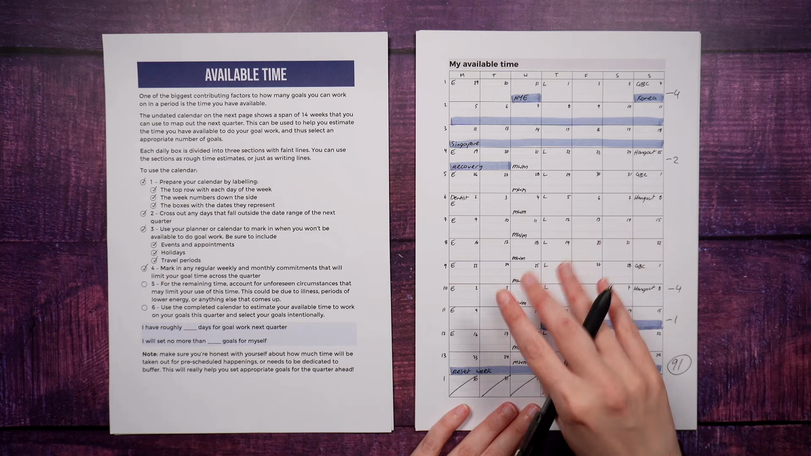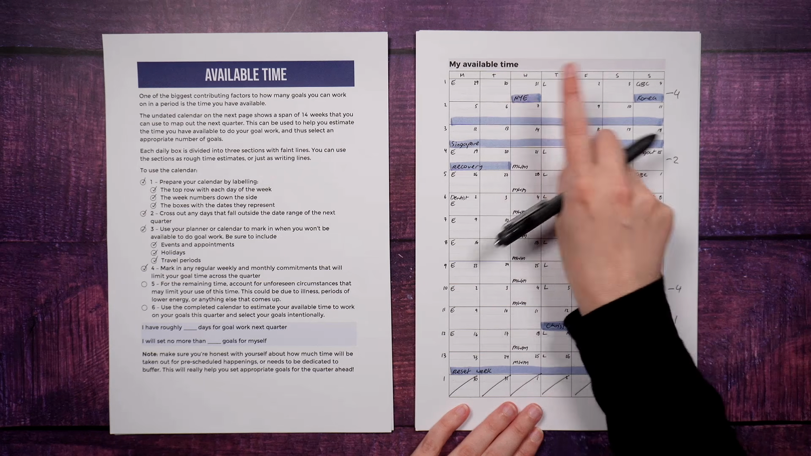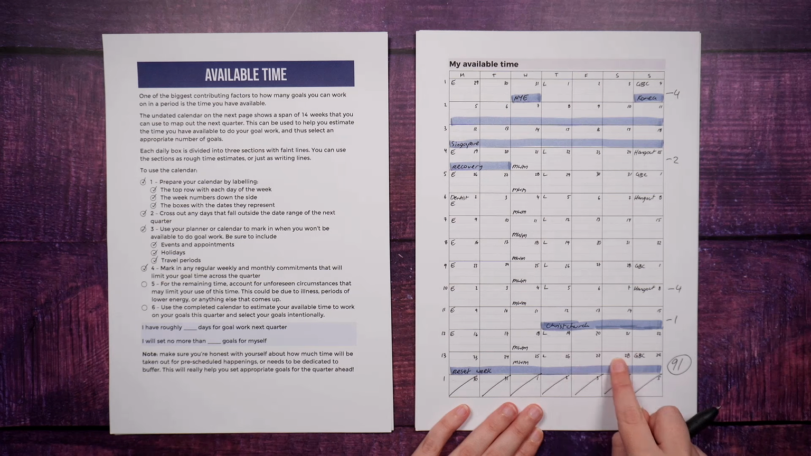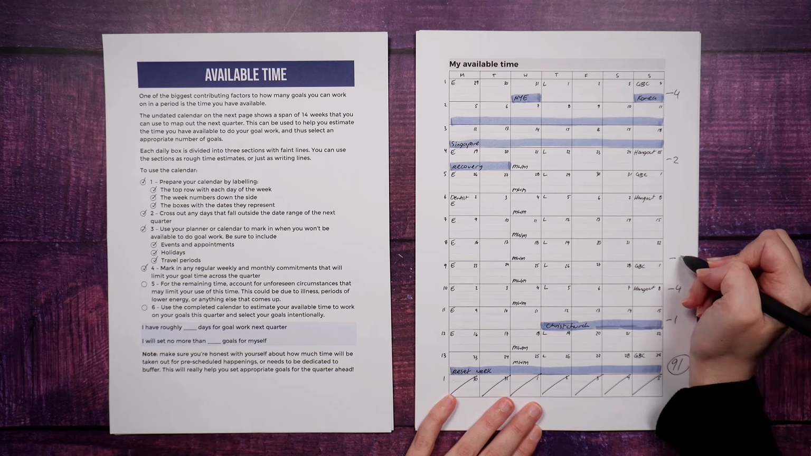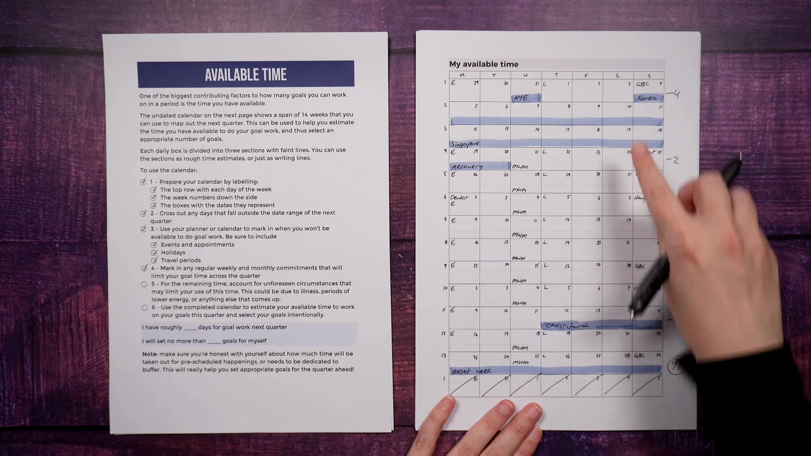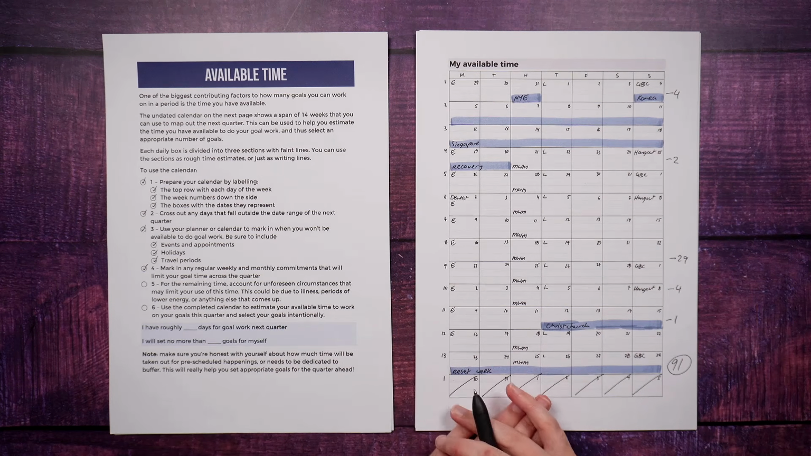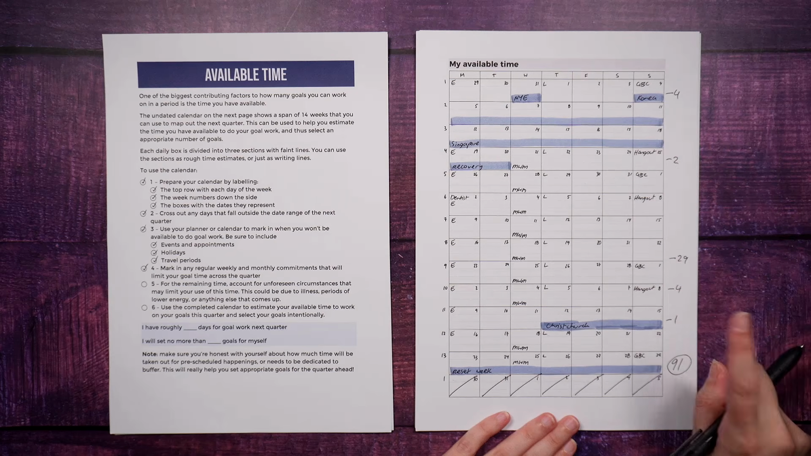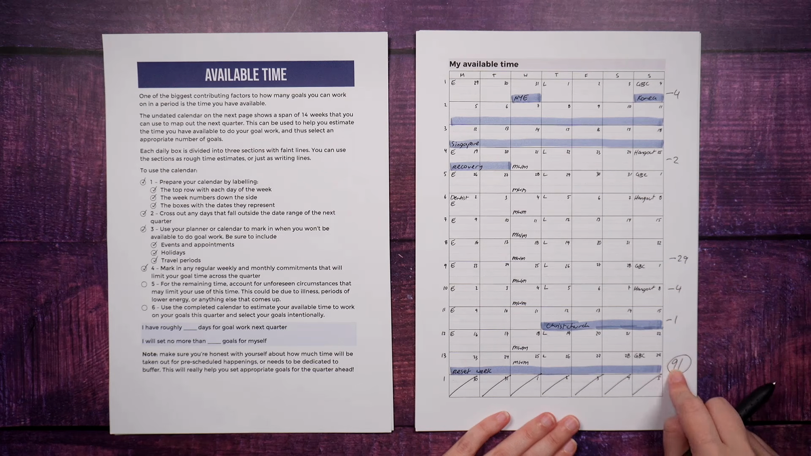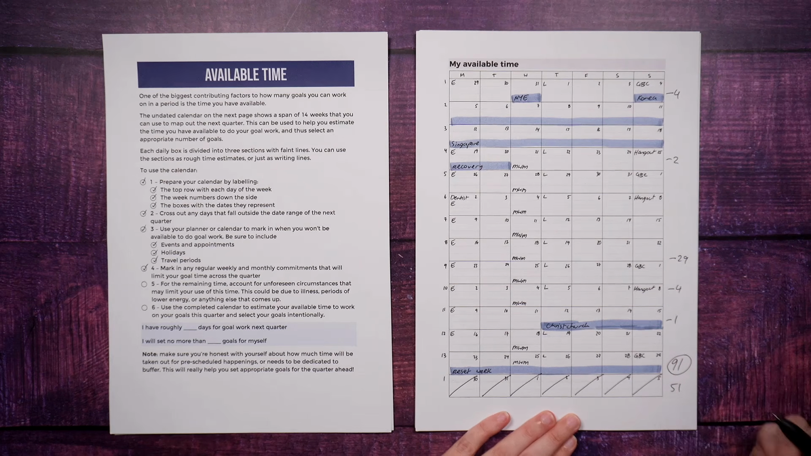But then we also have the days that I already highlighted. So 1, 2, 3, 4... 27, 28, 29, so 29 days as well that I'm not going to be using for goal work, or more so I'm going to be using it primarily for other things. So in accounting for all of these little subtractions, that's going to be about 40 days that I need to subtract from my 91, so 51 days remaining.